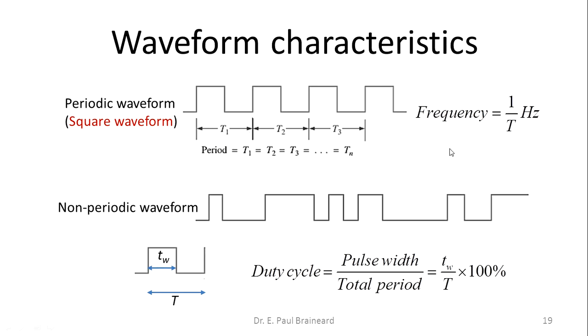Now, let us look at a non-periodic waveform. This is how a non-periodic waveform will look. It has got different time periods. Well, it is really difficult to quantify this. Let us look at one important definition called the duty cycle. If you take a square waveform or a periodic waveform like this, the pulse width divided by the total period is defined as the duty cycle. If you multiply with 100, you will get the duty cycle in percentage.